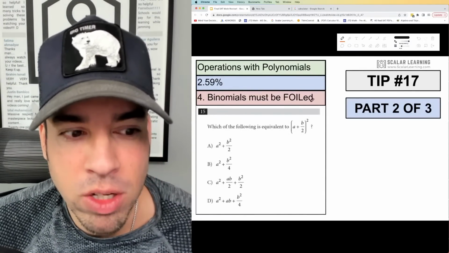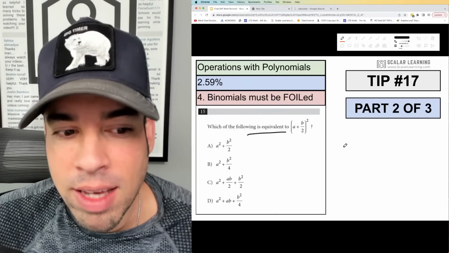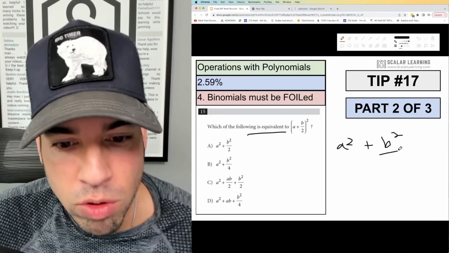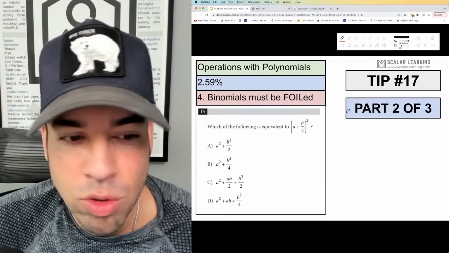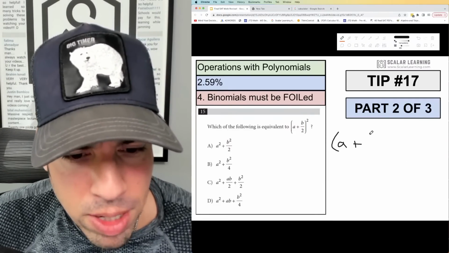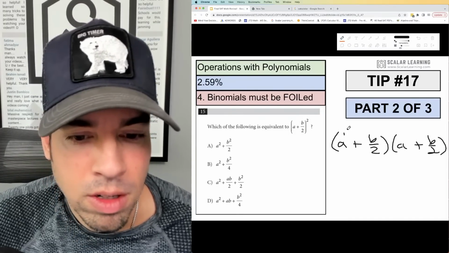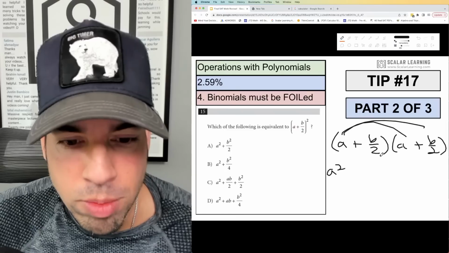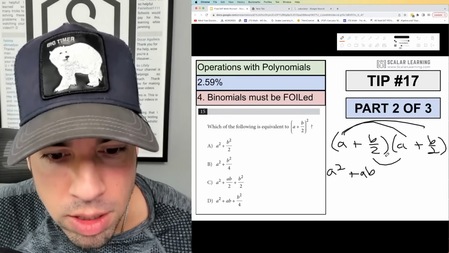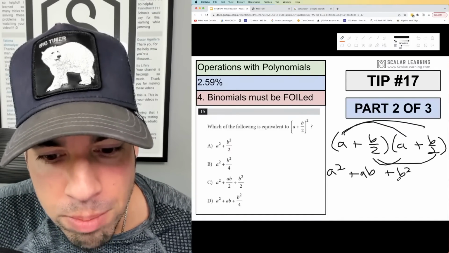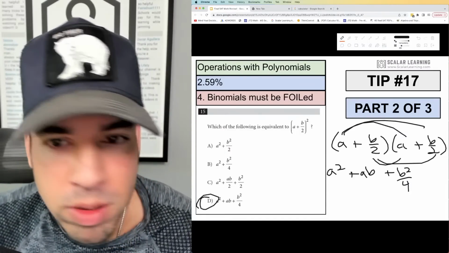17. All right, binomials. FOIL, right? Which of the following is equivalent to this? Don't just say, hey, it's a squared plus b squared over 4. Don't do that. When you see this, you want to be FOILing, meaning that binomial times itself. Like this. Distribute a squared. Distribute. That's ab over 2 plus ab over 2, it's just ab. And then distribute b squared over 4. D is the winner. Boom, done.